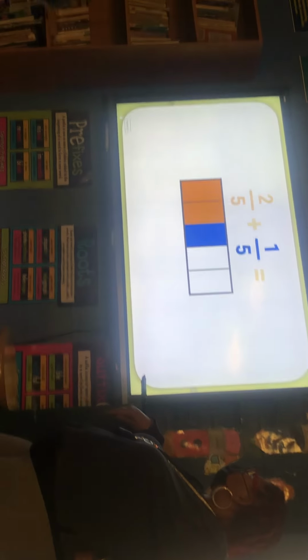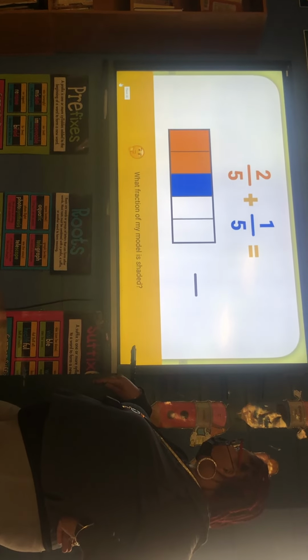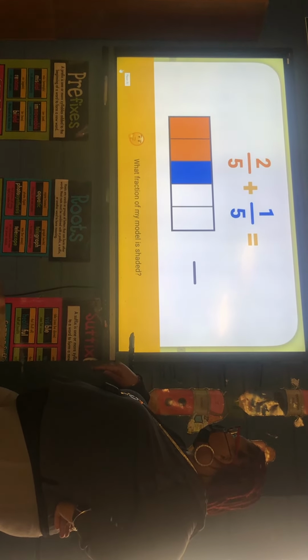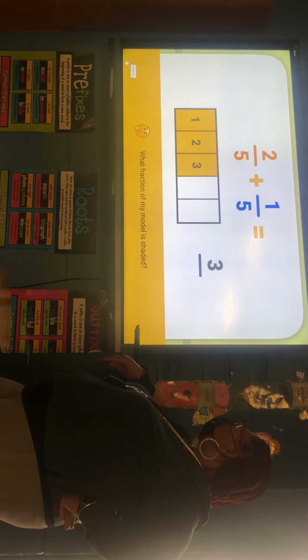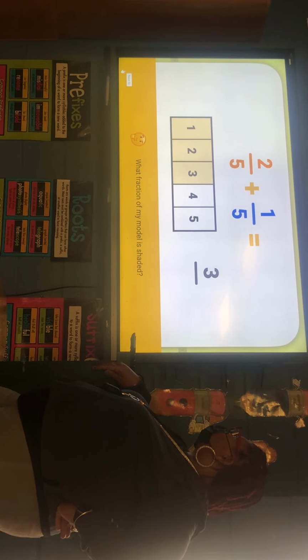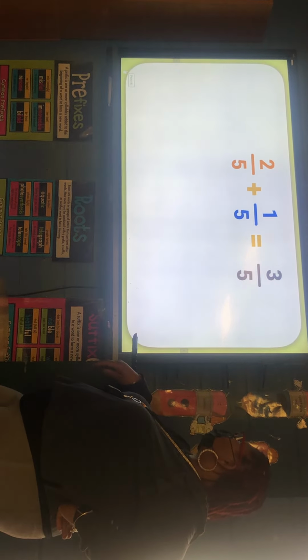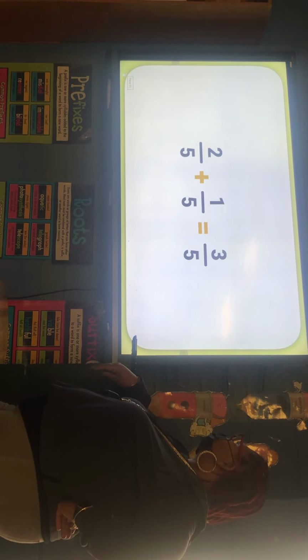Now that I've drawn my model, I need to write it as a fraction. Well, what fraction of my model is shaded? You can see there are 3 pieces shaded, so the numerator is 3, out of a total of 5 pieces in my model, so the denominator is 5. The answer to my problem is that 2/5 plus 1/5 is 3/5.